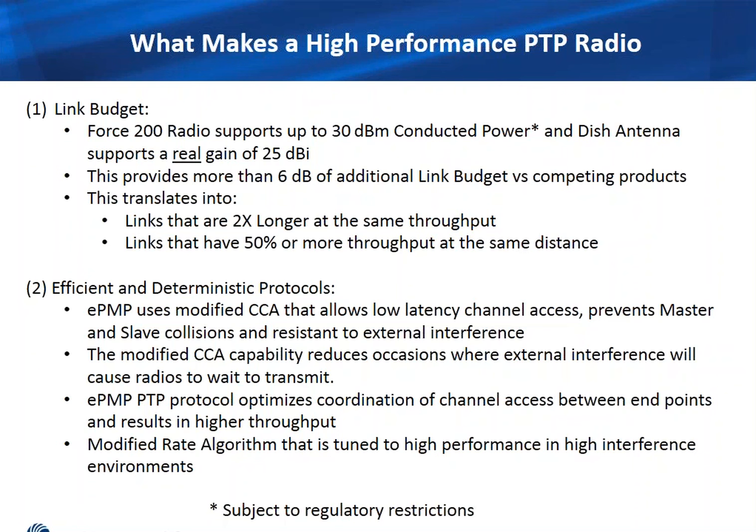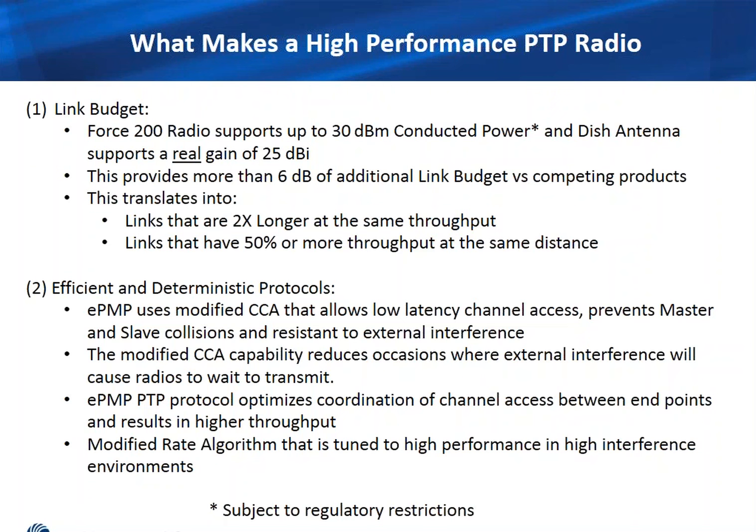And so when you compare the Force 200 with other products like this, what you're going to find in practice is that there's an additional 6 dB of link budget in this product as compared to others. And what that means in practice is that at the same throughput, an ePMP Force 200 link is going to be able to operate at twice the range. Or at the same distance, we'll have 50% or more throughput than a set of radios that have a smaller link budget.